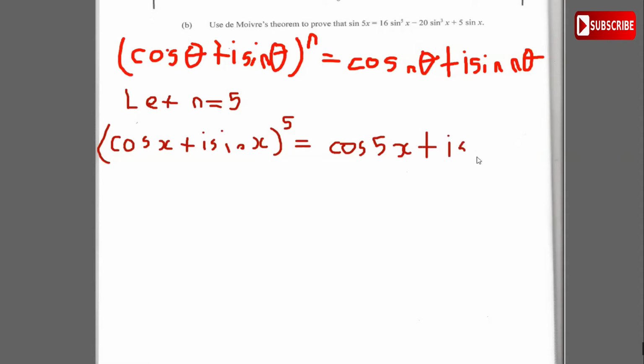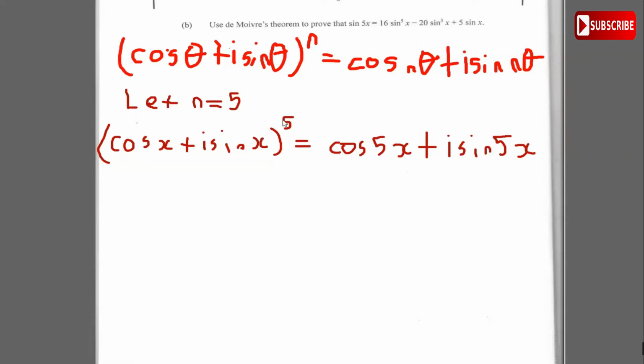Now, the part that we really want to show is, we want to show that this sine 5x right here, this is the imaginary part. We need to show that the imaginary part of 5x is equal to this expression over here. So in order to do this, we're going to need to expand the left-hand side. So let's go ahead and expand the left-hand side.